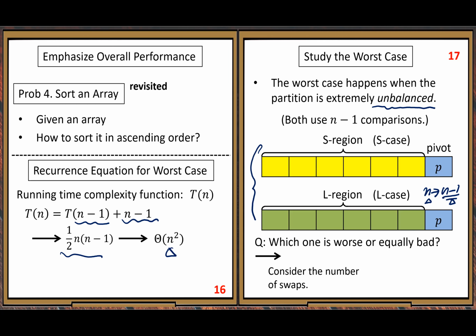But the main reason that people still like to use quicksort is its extremely good overall efficiency. Not because of this kind of efficiency. When we say overall efficiency, we mean average case efficiency. That is big theta of n log n.